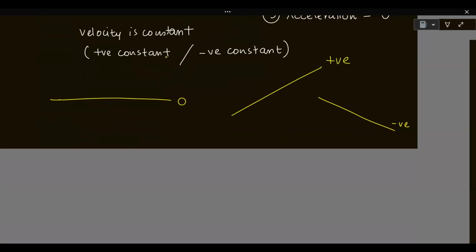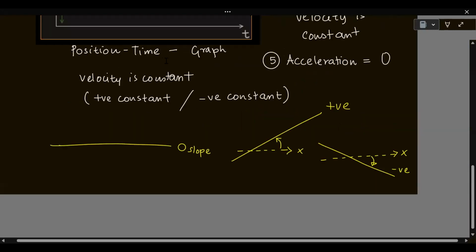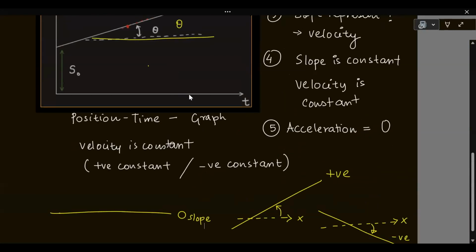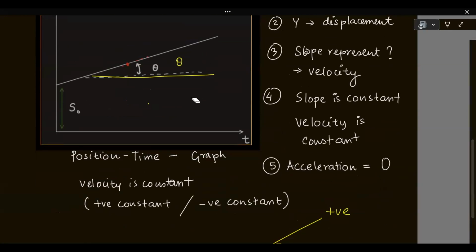I already told this, guys. The angle that this makes with the positive x-axis will be calculated clockwise when it goes below the positive x-axis, and then it's a negative slope. This is a 0 slope. Please remember this. If you have any doubts, feel free to ask. Otherwise, we'll do the next question.